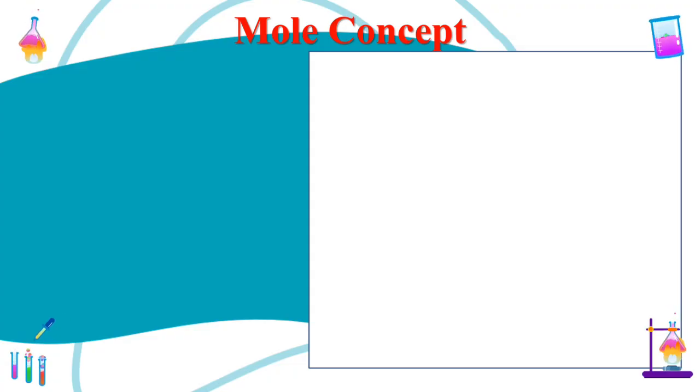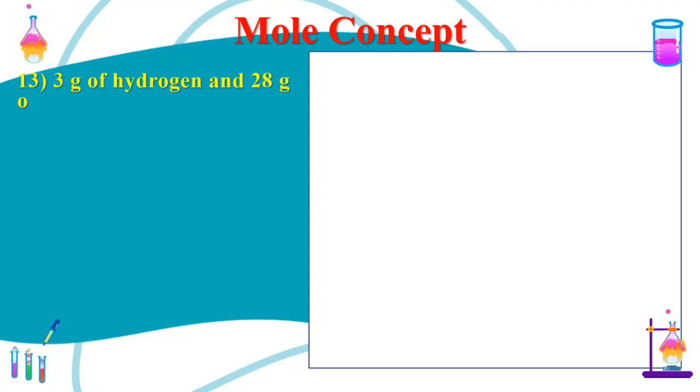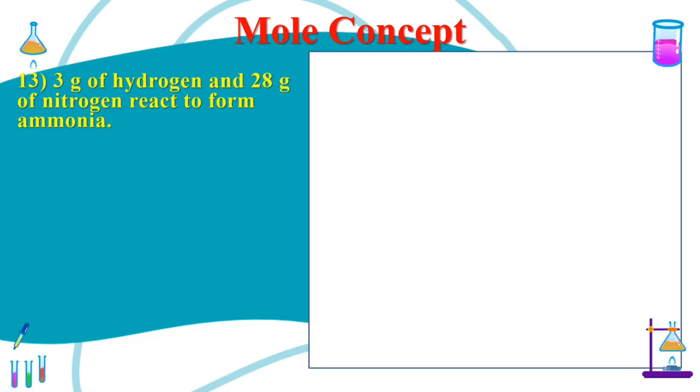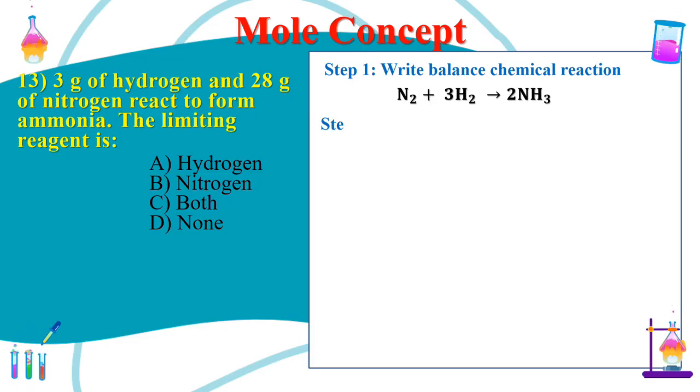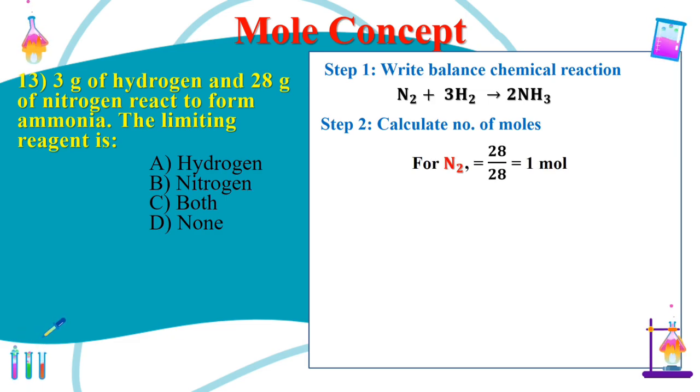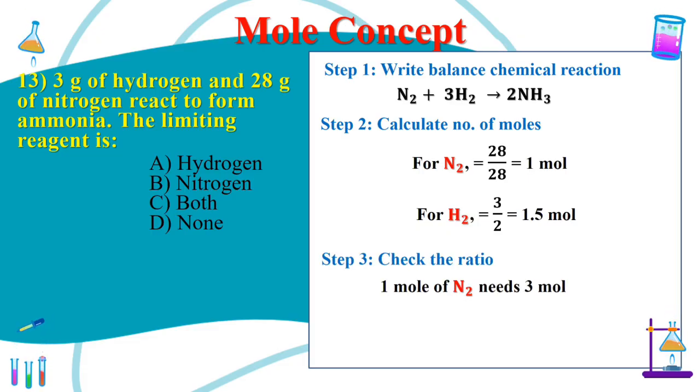Moving to the next question, that is 3 gram of hydrogen and 28 gram of nitrogen react to form ammonia. The limiting reagent is. To solve this type of MCQs, first you need to write the balanced chemical reaction, and after that calculate number of moles for nitrogen and hydrogen respectively. After that, check the ratio. As we know 1 mole of nitrogen needs 3 mole of hydrogen, but we have only 1.5 mole of hydrogen. Therefore, hydrogen is insufficient, and that goes to limiting reagent in the above reaction.